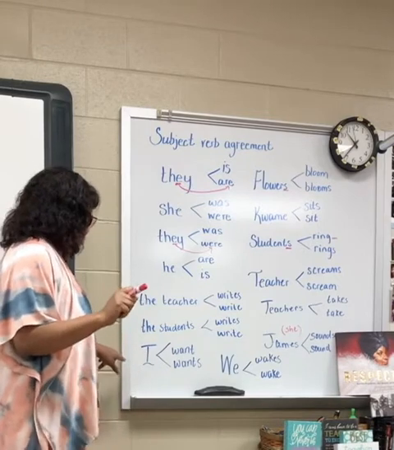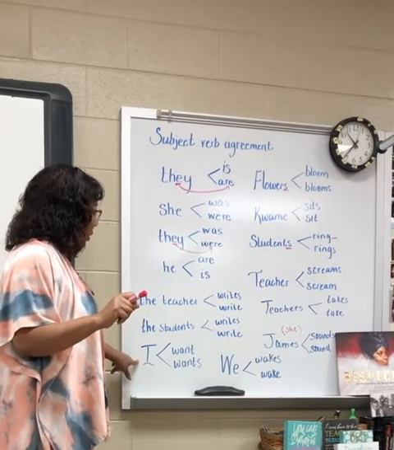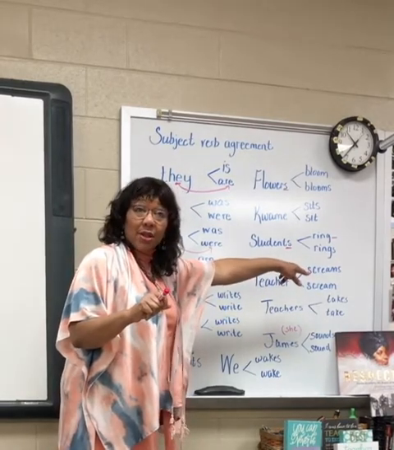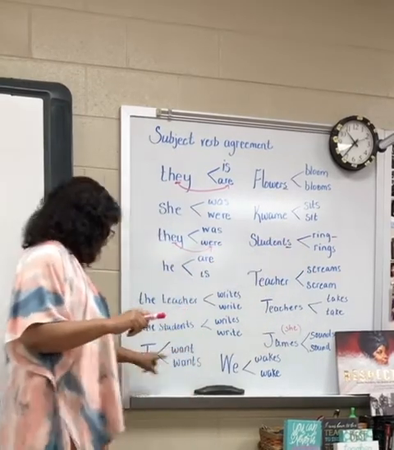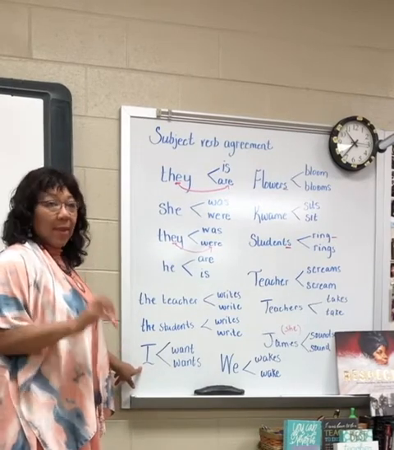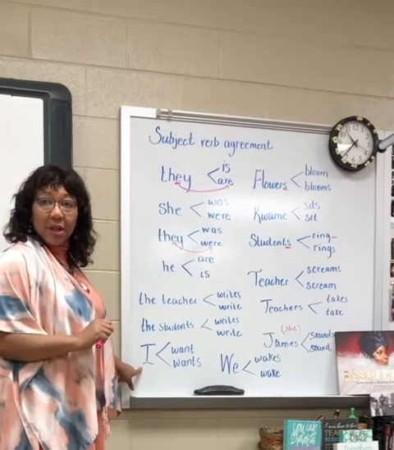But what about when we went, where is one? Teacher screams. That has an S on it, doesn't it? The teacher screams, because that's singular and it has an S on the verb. I is singular, so do you say I wants? No, because you're talking about yourself. When it's I, that doesn't apply to that rule, okay?